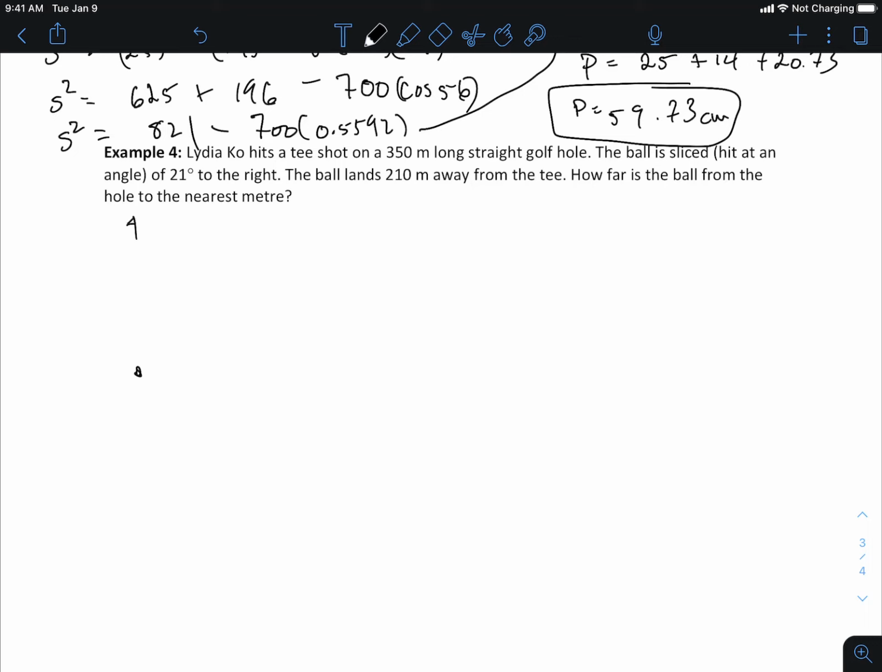Okay. So there's the hole. From there to there is 350. Okay, but she slices it at an angle of 21 degrees to the right, and the ball lands 210 meters from the hole. Oh, sorry, from the tee.